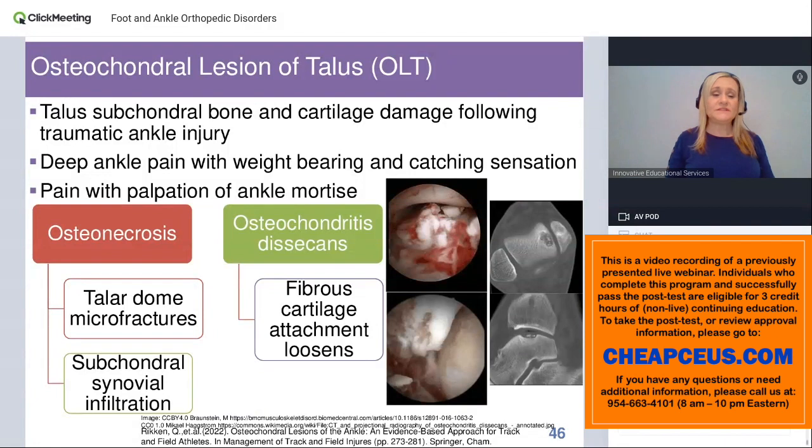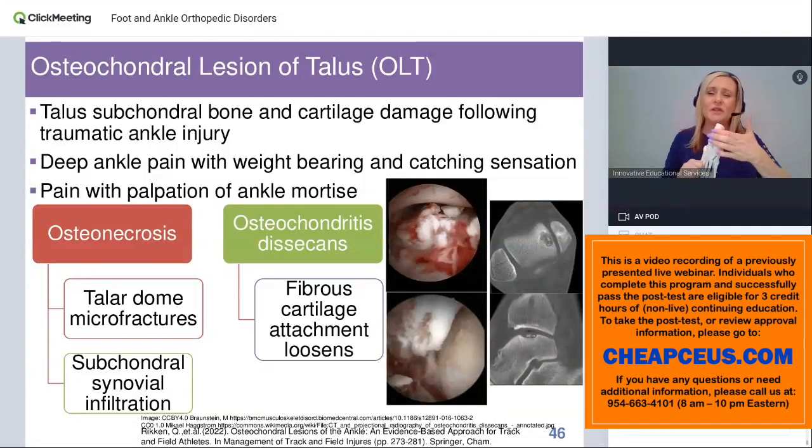Osteochondral lesions of the talus. Now we're looking at this top surface of the talus here. So we're moving away from the cohort we were just discussing with the stress fractures. Now we're back to thinking more of our patient who has had a significant trauma to this foot and ankle complex. They may have also had an ankle sprain or a calcaneal fracture or a high ankle sprain, or maybe it appears that they didn't have any injury.